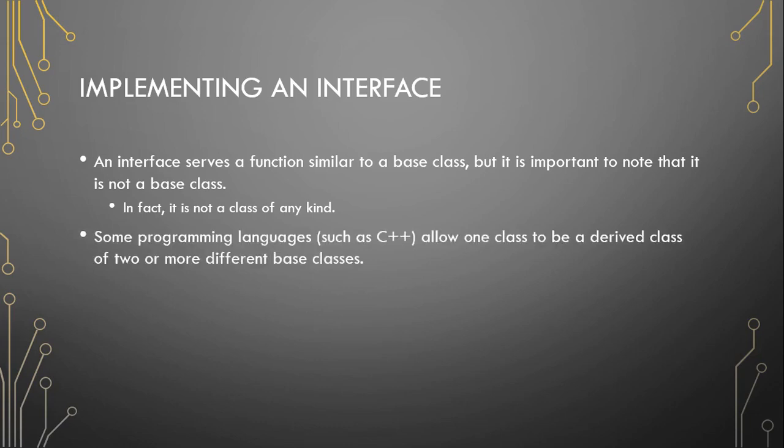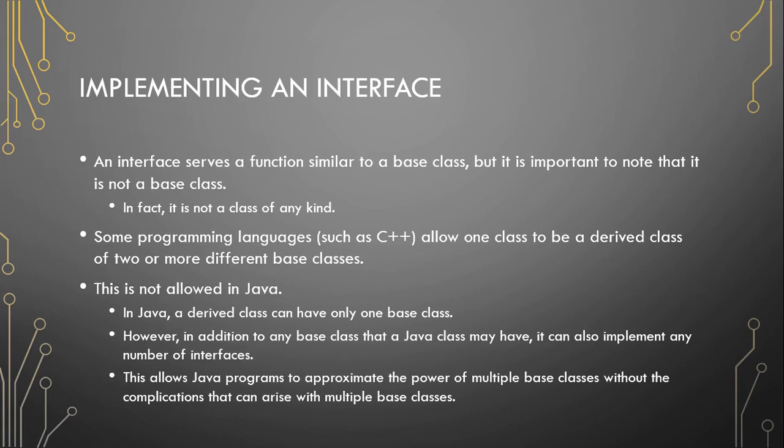Some programming languages, such as C++, will allow you to have one class be a derived class of two or more different base classes. But this is not allowed in Java. So Java doesn't let you do that. In Java, a derived class can only have one base class. However, in addition to any base class, Java can also implement any number of interfaces. This allows Java programs to approximate the power of multiple base classes without the complications that can sometimes arise with multiple base classes, because you have to keep track of everything.